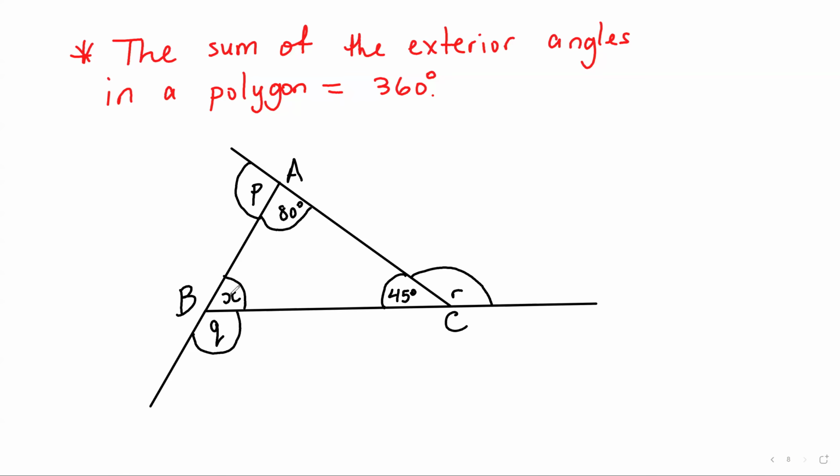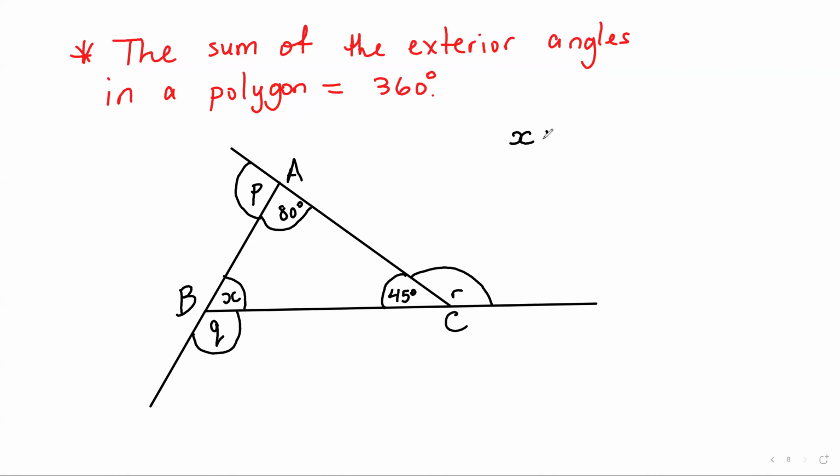How would we do it? 80 plus 45, minus 180. Is that right? How come? Because the interior angles of a triangle add up to 180. That's right. Wonderful. So the angles within the triangle add up to 180 degrees.